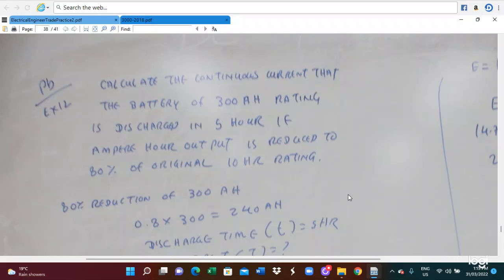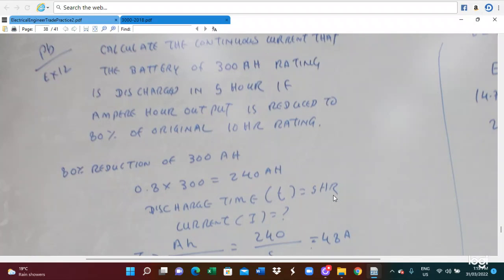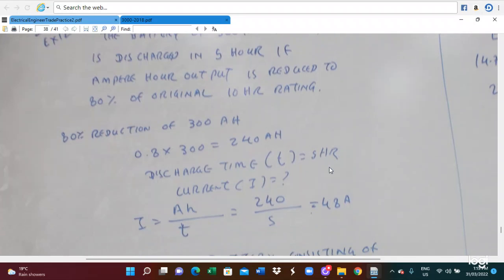The next one is we need to calculate the continuous current. A battery of 300 ampere hour rating is discharged at a 5 hour rate. Its ampere hour output is reduced to 80% of the original 10 hour rating. So in this case, an 80% reduction on the 300 ampere hour is 0.8 by 300, you get 240 ampere hour.